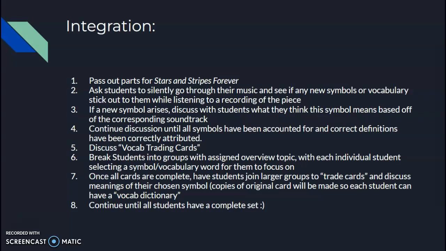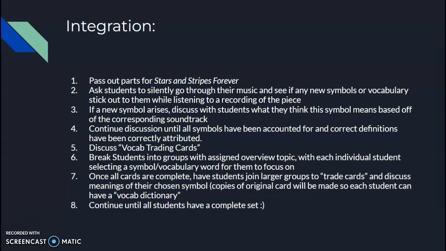and after we are done listening with the soundtrack, we will then discuss as a class or with other students what they think these unknown symbols/words mean. We will then continue this discussion until all symbols or words have been accounted for and we get to the bottom of the correct definitions. After that, we will discuss the project of vocabulary trading cards.